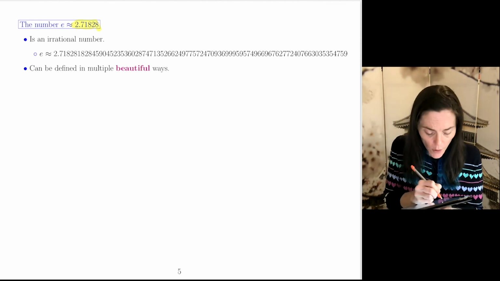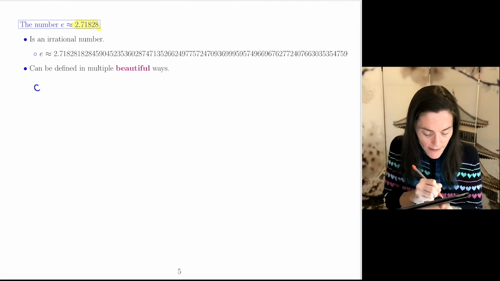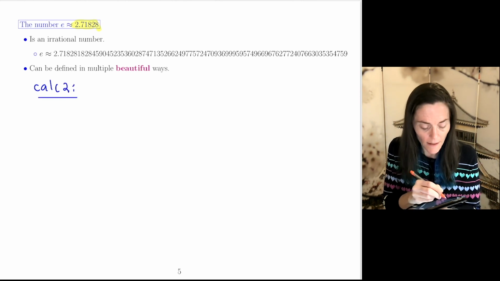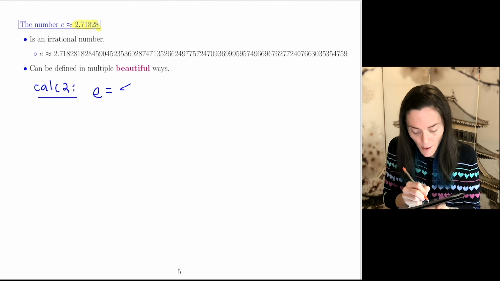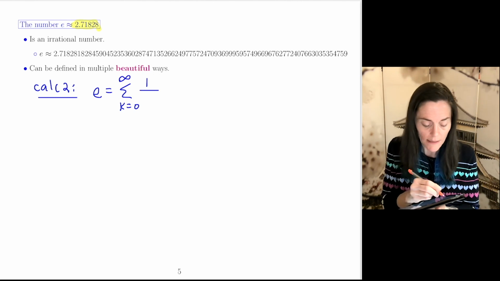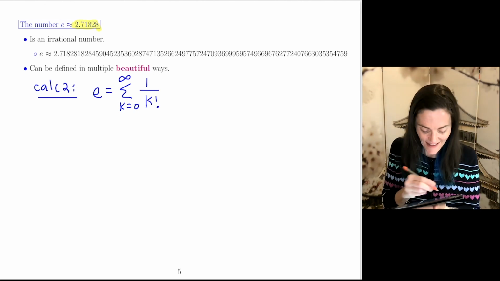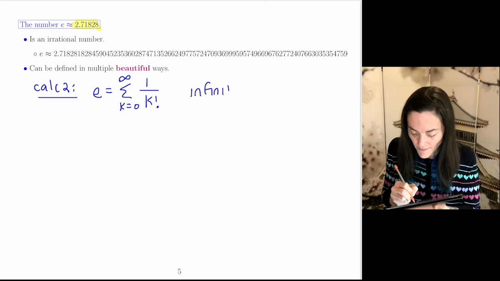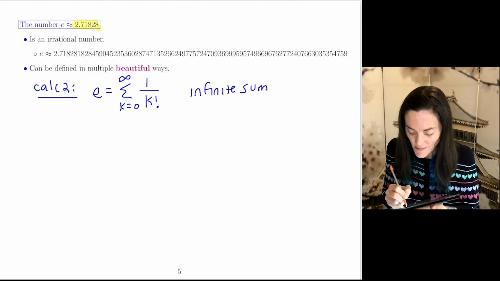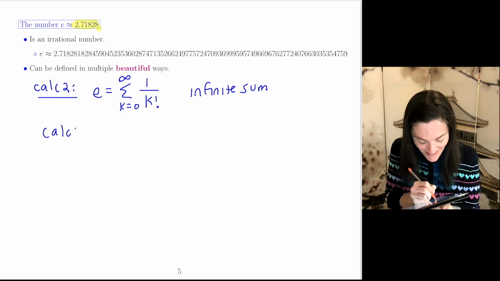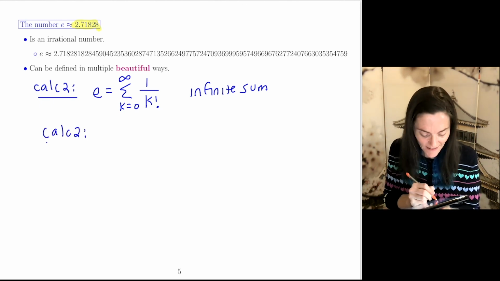But for example, you can define e in, say, a Calculus 2 course. You can define e as a sum, say k equals 0 to infinity of 1 over k factorial. This is an infinite sum. And this you will see in Calculus 2. Another way, okay, this is also a Calculus 2 method for defining e.